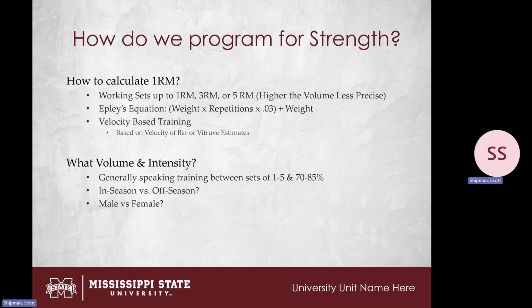which obviously isn't going to be exactly spot-on accurate, but it gives you a really good value to go off of with your new athletes, to have a good training value to move forward with. Epley's equation is essentially weight times reps times 0.03 plus the weight on the bar. Pretty easy equation that's usually going to be pretty accurate.